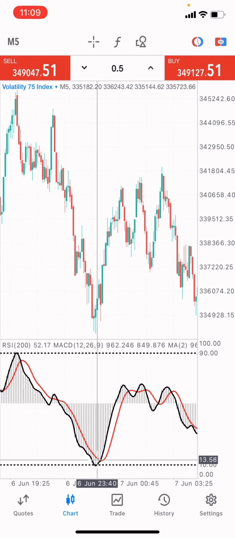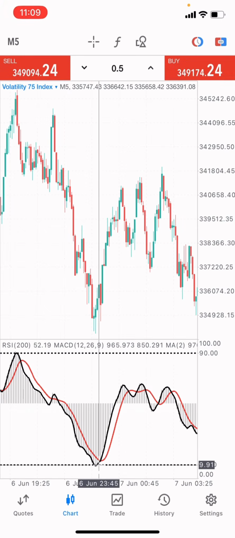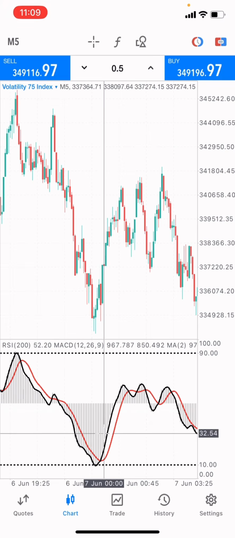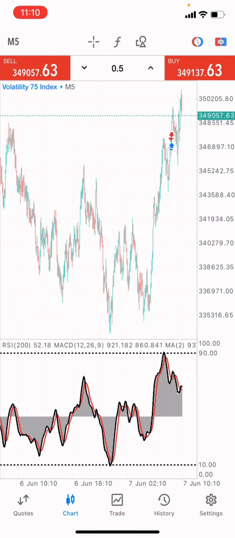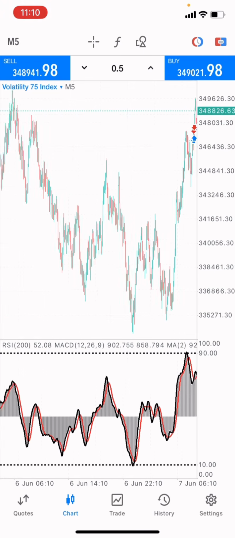You place a buy right here at this very point. You take 1, 2, and you take a profit right there, as you can see. So guys, this strategy is a very simple strategy which you can use for volatility 75 index and make daily profit, taking just 2 candles in an uptrend and in a downtrend.